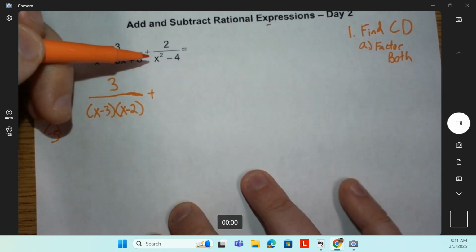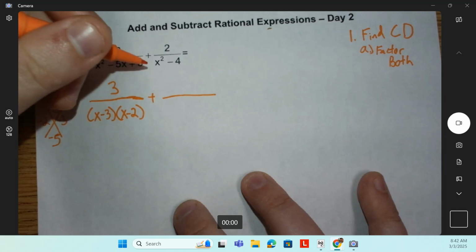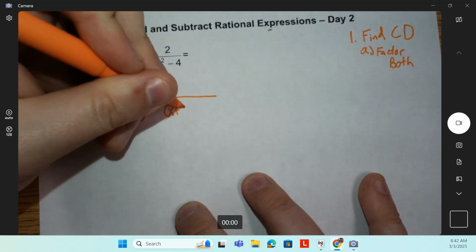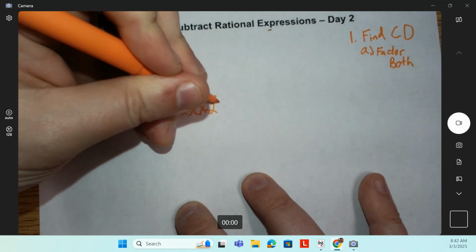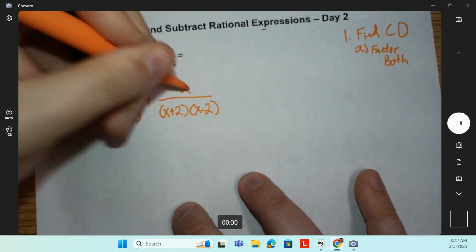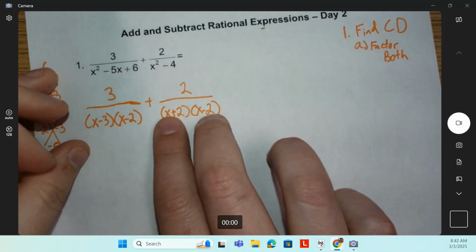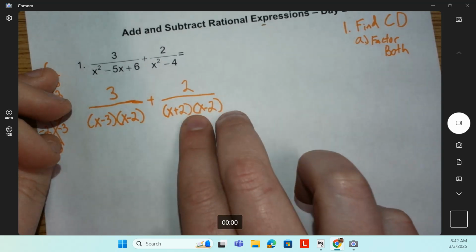my x squared minus 4. That's a difference of squares, and so that just means I take the square root of both. It's going to be x plus 2, x minus 2. I don't need to fully combine everything, so there's no need for me to put both of these terms over here.